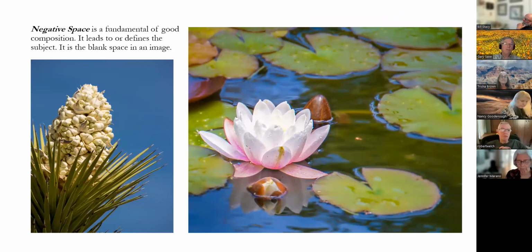Negative space is a fundamental of good composition. It leads to or defines the subject. It is the blank space in an image. On the left, the Joshua Tree is well defined with the negative space of the blue sky. On the right, it's a little more thinking, because our eye just goes straight to the nice water lily. But look at the water. Think of the water as a negative space, and we're placing the flower and the pads around that negative space.